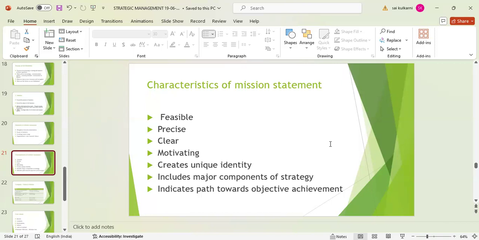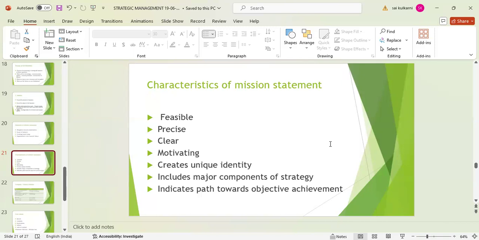So it should create a unique identity of your organization. Now, next, it includes major components of strategy. The mission statement should include major components of strategy. So what will be your strategy to achieve your goal? It can be indirectly defined in the mission statement. Next one, it indicates the path towards objective achievement.